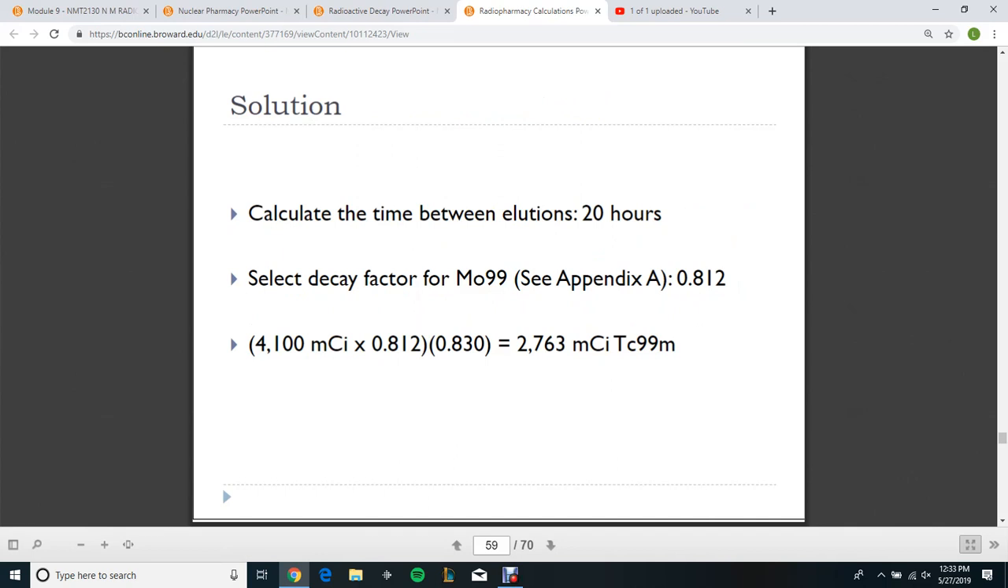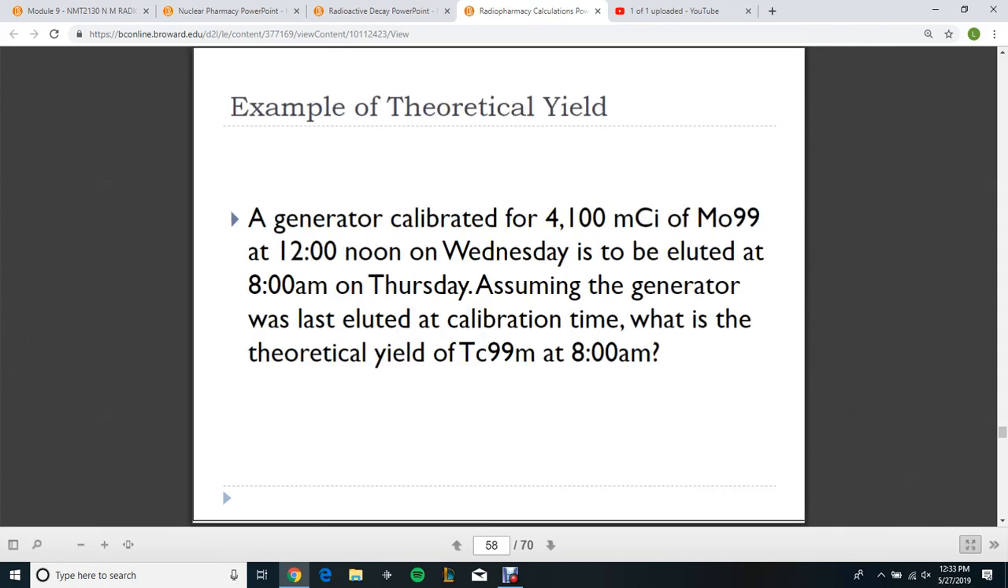You select the decay factor for Moly from the appendix, which is 0.812. So you take the 4100 millicuries and multiply it by 0.812, and then you multiply that by the 0.830. You'll get 2,763 millicuries of tech.